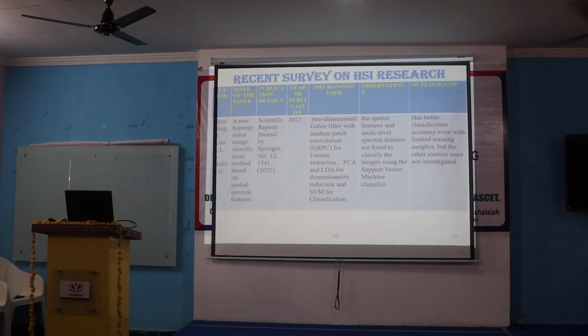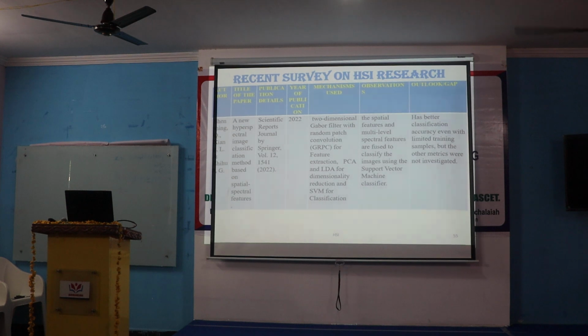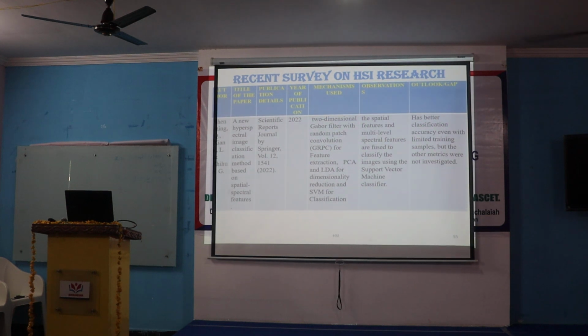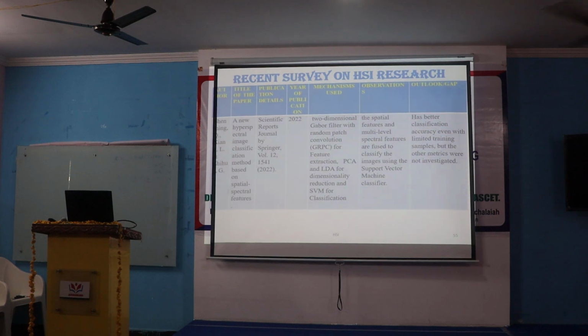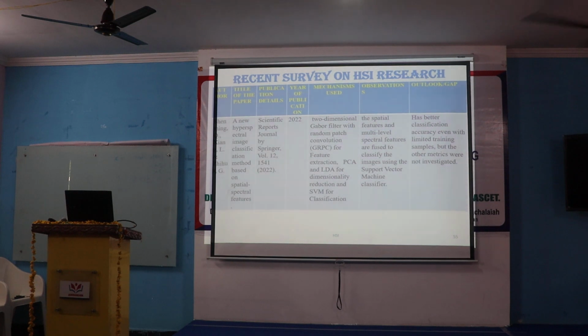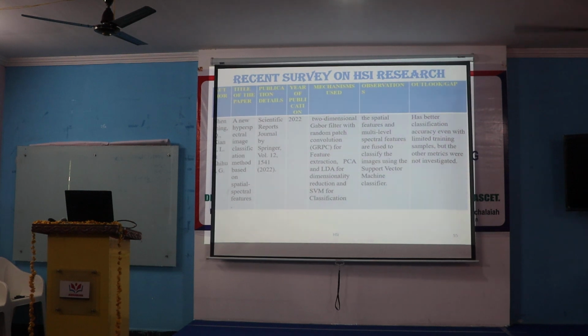Another paper is proposed with respect to new hyperspectral image classification methods based on spatial features. It was published in Scientific Reports in the year 2022. They used a two-dimensional Gabor filter with random patch convolution for feature extraction, PCA and LDA for dimensionality reduction, and SVM for classification. So here you can observe various combinations for processing.